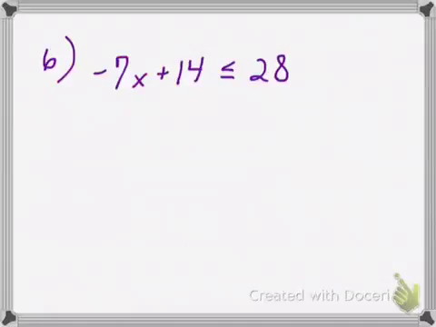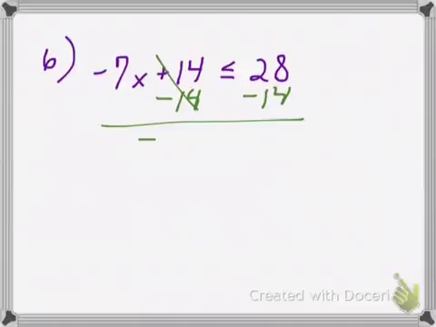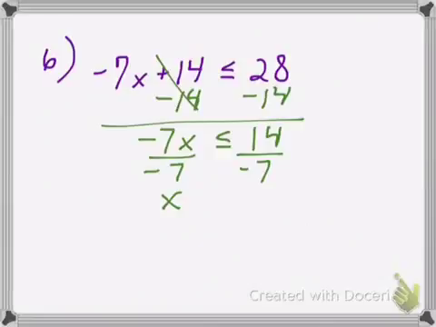Let's see how you did with the last one. Negative 7x plus 14 is less than or equal to 28. I know I have to keep in mind my special rule because the coefficient is negative. So I subtract 14 from both sides. Bring down my negative 7x. Bring down my inequality symbol. 28 minus 14 I know is 14. Then divide by negative 7. And I get x is, remember to flip the inequality symbol. So x is greater than or equal to negative 2.